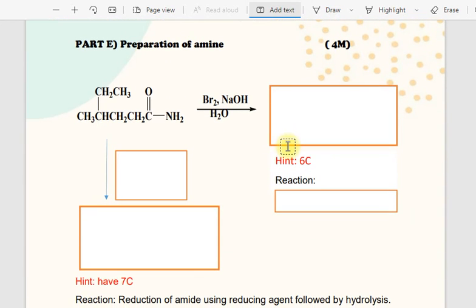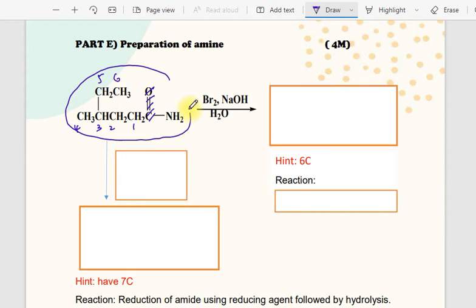Next, preparation of amine. This one is Hofmann degradation process. As we know, it will eliminate the C double bond O, so the rest you just copy. The hint given here is 6 carbon. You check 1, 2, 3, 4, 5, 6. Correct. So for the answer, you just copy everything and then eliminate the C double bond O.